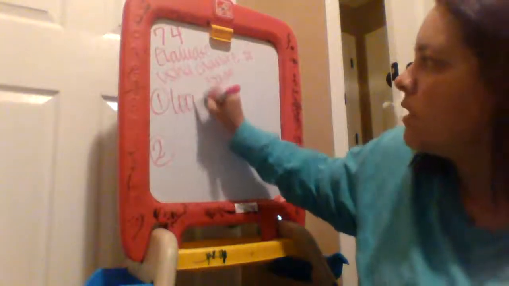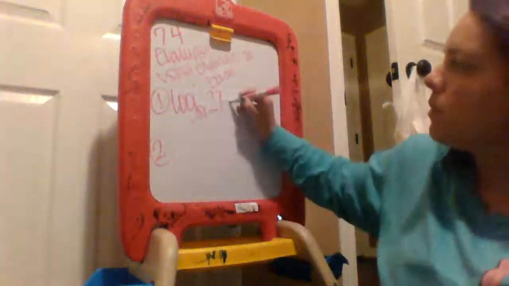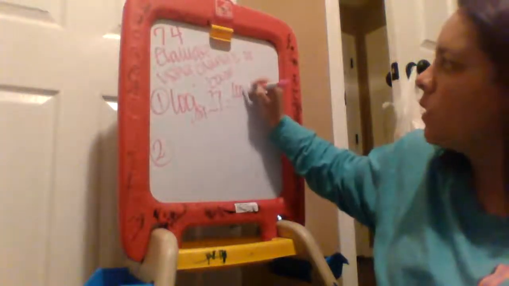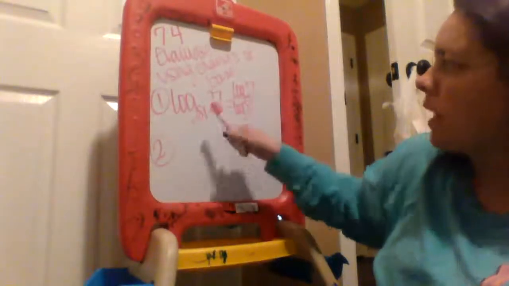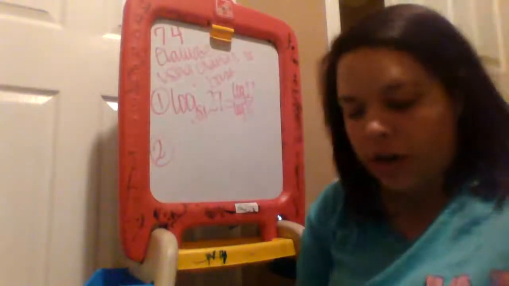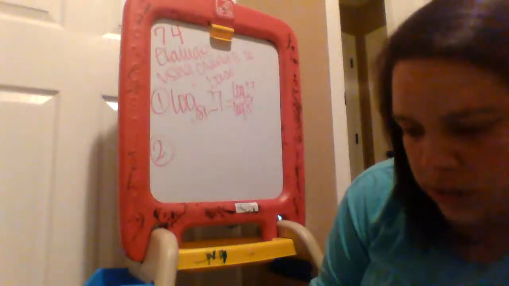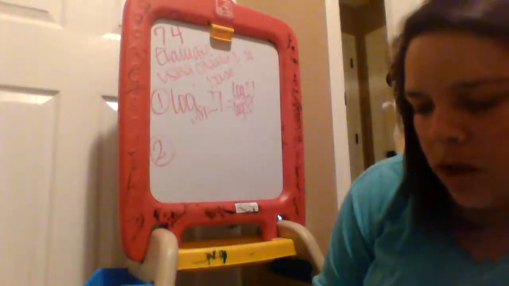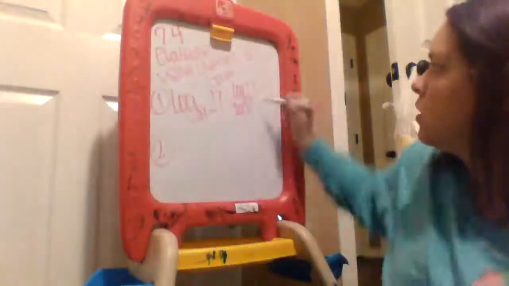log base 81 of 27. So that means on my calculator, I would do log of 27, divide it by log of 81, because I like my base down low. So on your calculator, you would hit log 27, close the parenthesis, divide it by log of 81, close the parenthesis. And I got 0.75, 3/4.